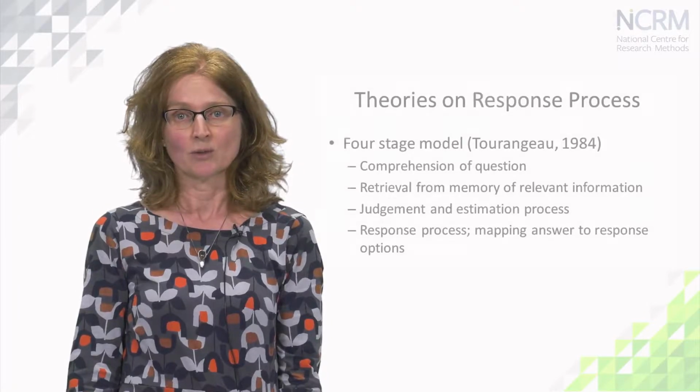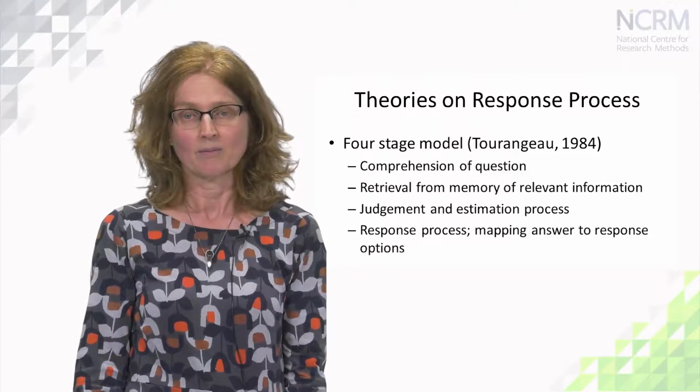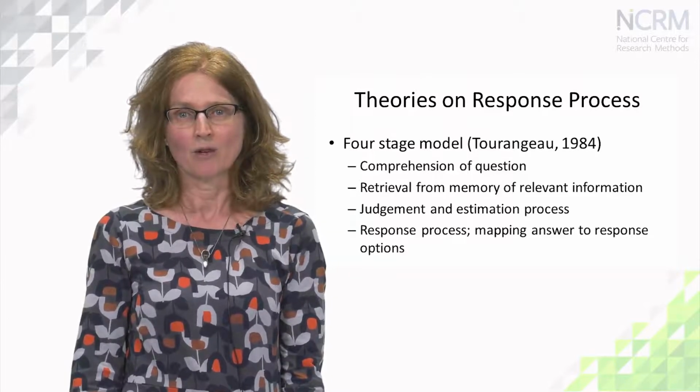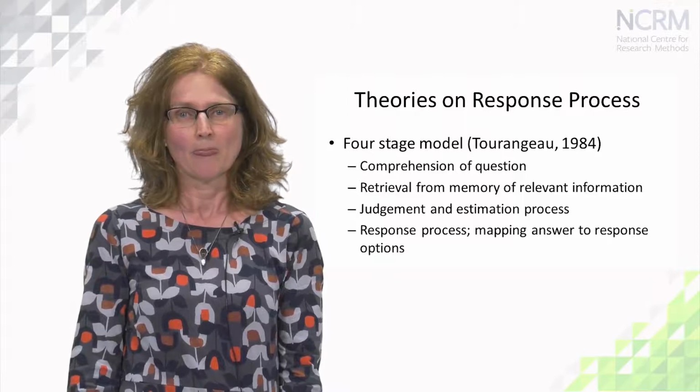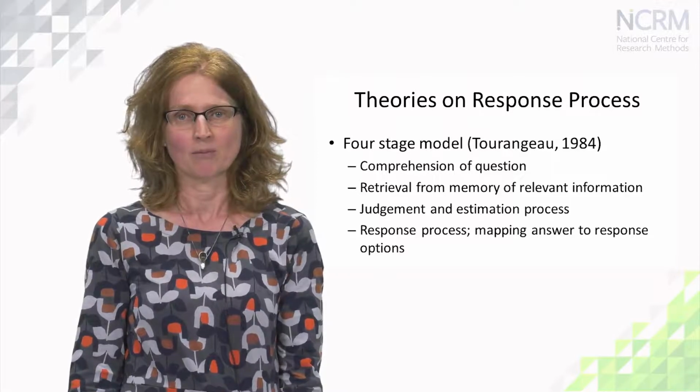Another approach to thinking about measurement error is to think about the response process and what can go wrong. Perhaps the most often referred to response process model in social research is Roger Tourangeau's 4-stage model. The model proposes 4 stages of cognitive processing involved in responding to a survey question. The stages are shown on the slide. Comprehension involves people thinking about what the question is asking. What do specific words and terms and phrases mean to the respondent when they're presented with them?